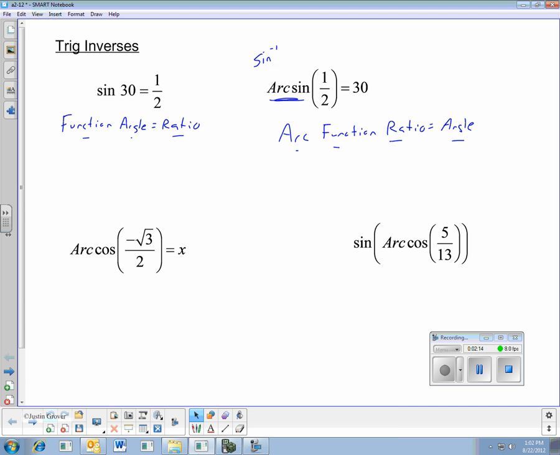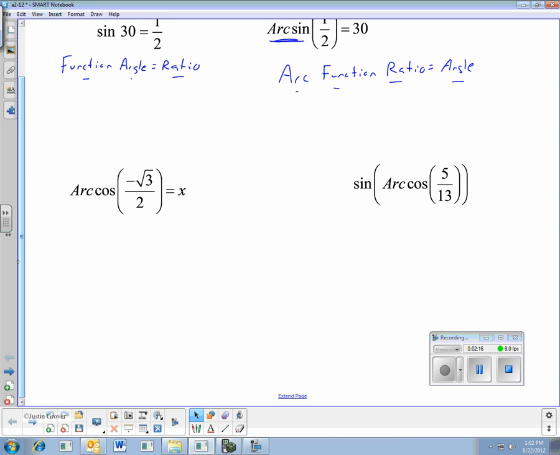We'll see this in some problems, like arc cos negative rad 3 over 2 equals x. So we have the function cosine, the ratio negative rad 3 over 2, and what we're looking for is the angle measurement. This can be in radians, degrees, whatever. One way to think of arc cosine is to ask yourself, at what angle is cosine negative rad 3 over 2? That's really what this is asking. What angle measure of cosine is negative rad 3 over 2?